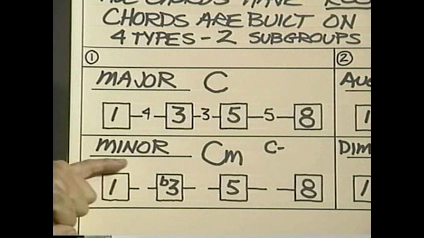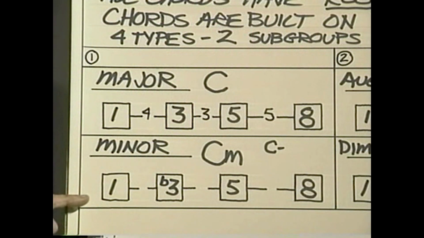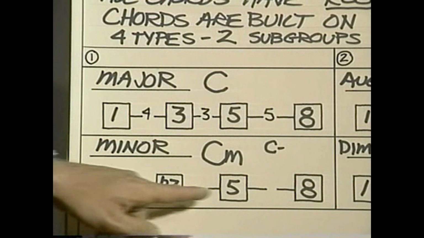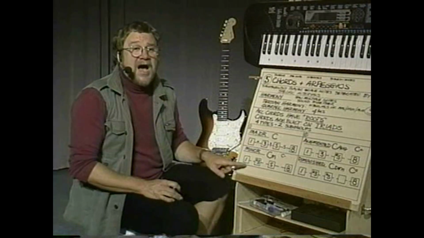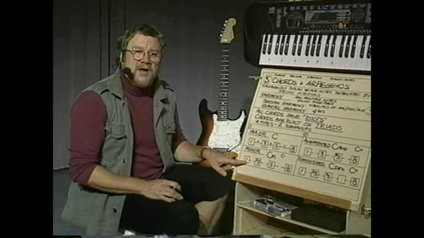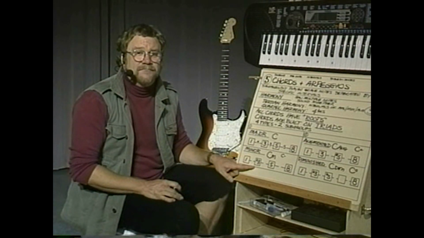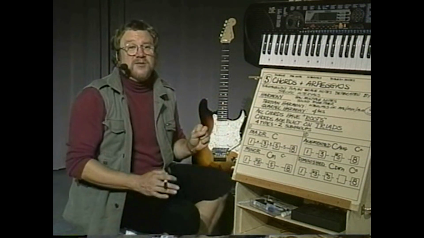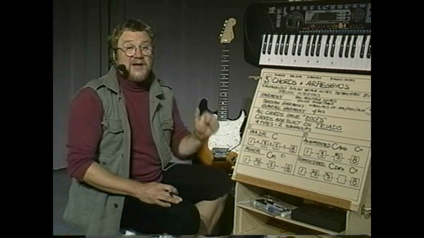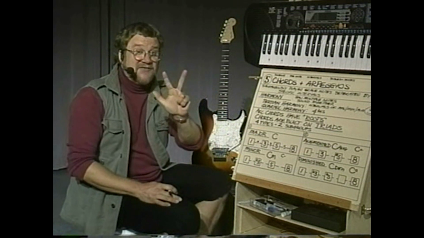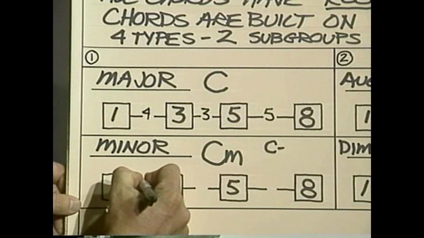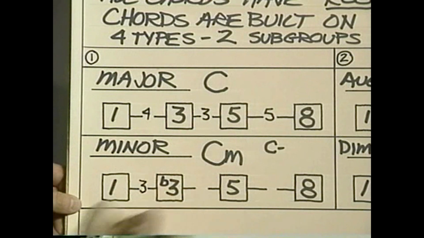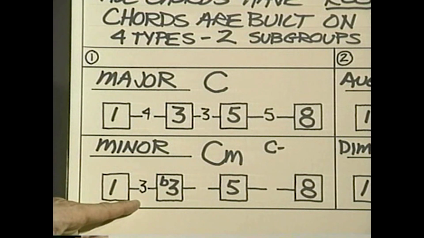Now let's take a look at a minor triad, our second type of triad. 1, flat 3, 5, 8. How far is it from note number 1 to flat 3? Well, hopefully you remember that's an interval of a minor third, isn't it? Which is 1.5 whole steps or 3 half steps. So the distance from 1 to flat 3 is 3 half steps.